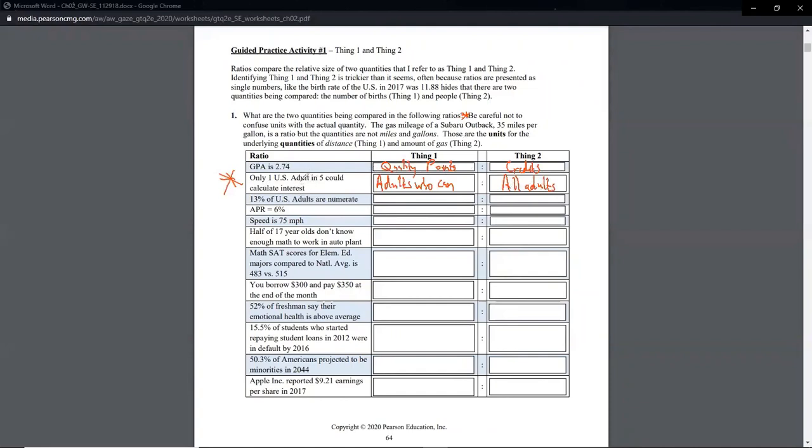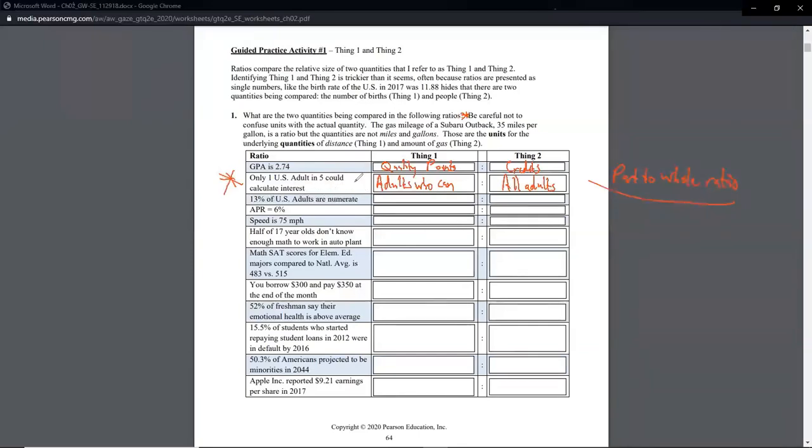So that means there's 1 adult who can to 4 adults who can't, for a total population of 5. If there were 10 people, 2 would be able to calculate interest and 8 would not, but that ratio would be 2 to 10, 2 adults who can out of all adults, and 2 to 10 you could reduce to 1 to 5. If I had 100 people in total, 20 would be able to calculate interest, and 80 couldn't. So this is what we call a part to whole ratio. This is very, very common, and again, it's going to be the answer to like half of these.